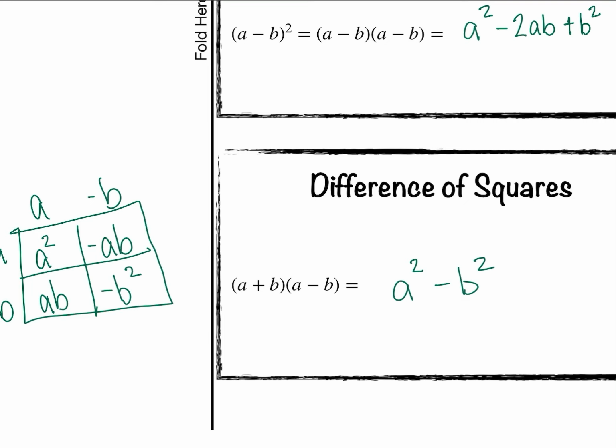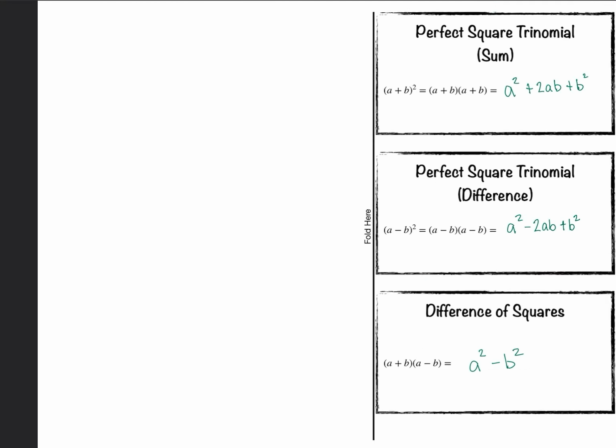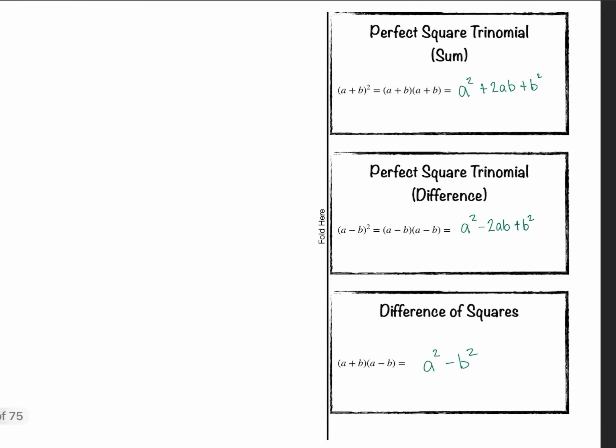And when we do this special case, these two end up canceling out because they're opposites of each other. So the only thing that's left is that a squared and that minus b squared. So that's why this one doesn't have a middle number, because the fact that we have the plus and minus makes that middle term cancel out. So those are our special cases. We're going to do an example of each one, and then you guys are going to go ahead and try.